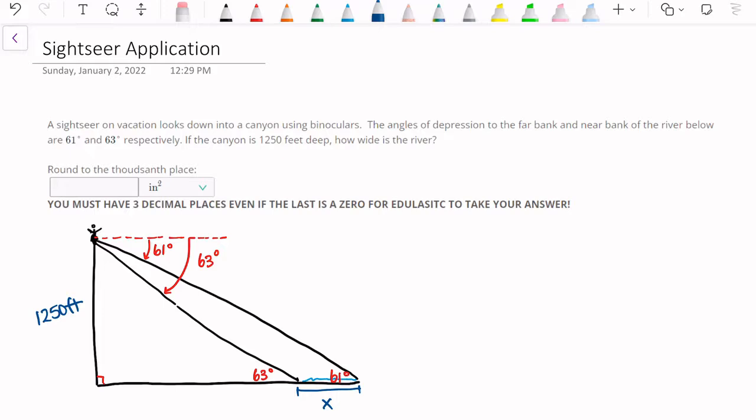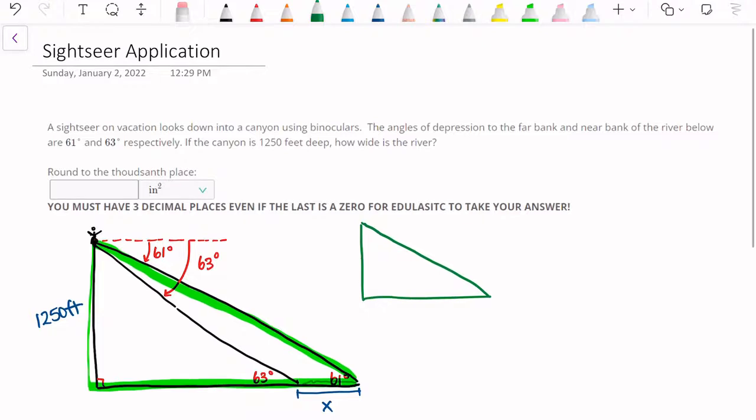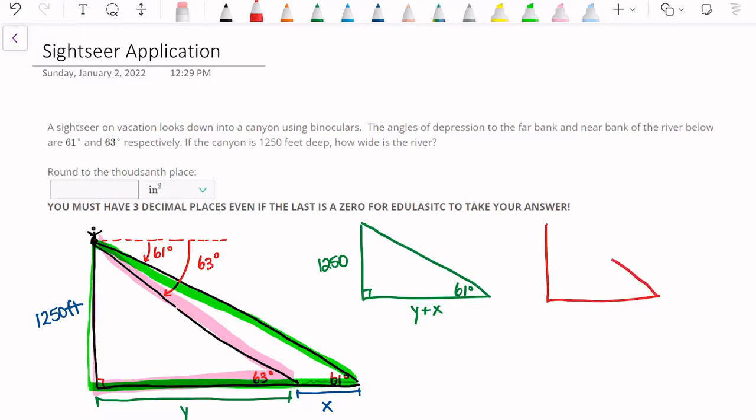So for these problems, I usually like to think about these as 2 triangles. We've got this big outer triangle here. I'm going to go ahead and draw that as a separate triangle. So I'm going to put everything in that I know about this triangle. I've got this 1250, I've got the 61-degree angle, and this missing part I'll call Y. So my base for this triangle would be Y plus X. Then I've got this smaller inside triangle here, which I'll also draw. And again, we have 1250. This base is just Y, and there's my 63 degrees.